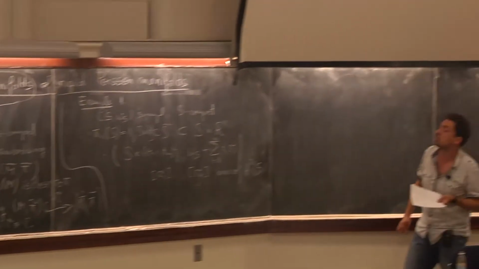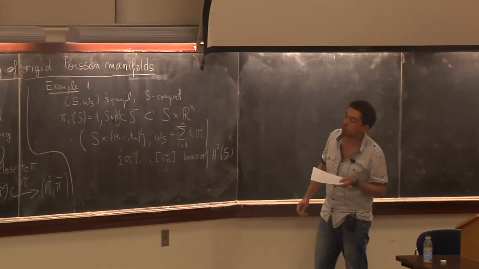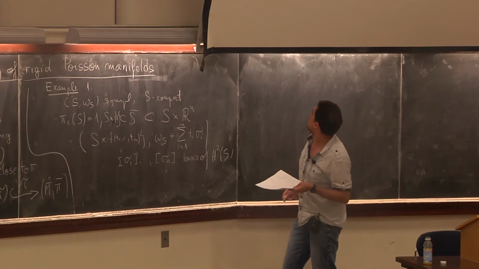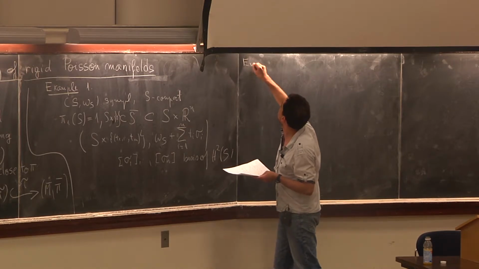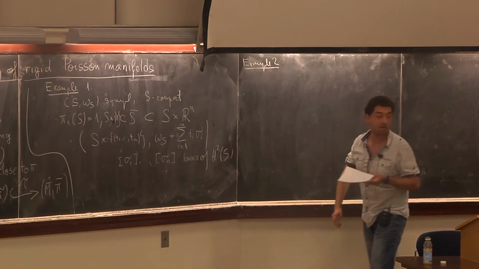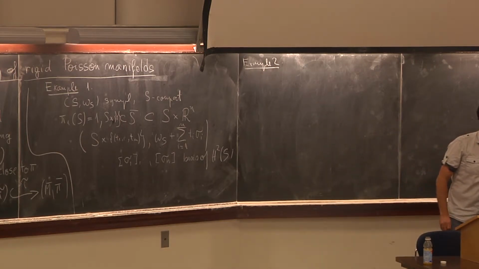So this is just a Moser trick. Of course, the general picture will be a bit more complicated. And now the second example of... yes, it's some neighborhood around S times 0.